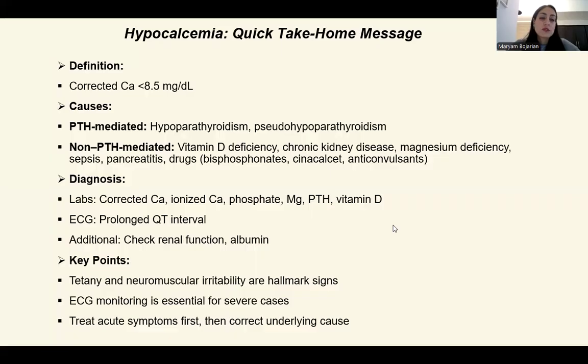If your patient has severe hypocalcemia, make sure that your patient does not have a prolonged QT interval, which can increase the risk of arrhythmia if you're not aware of it. And if your patient has a prolonged QT interval, as we discussed, the treatment is the IV form of calcium. Tetany and neuromuscular irritability are hallmark signs of severe hypocalcemia, and EKG monitoring is really important. And treat acute symptoms first and then correct the underlying cause.